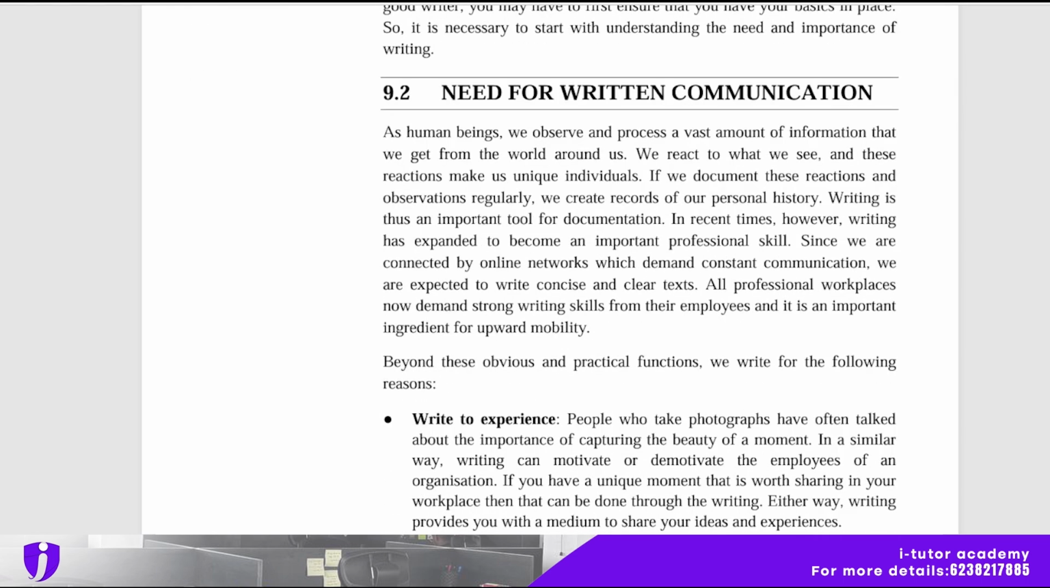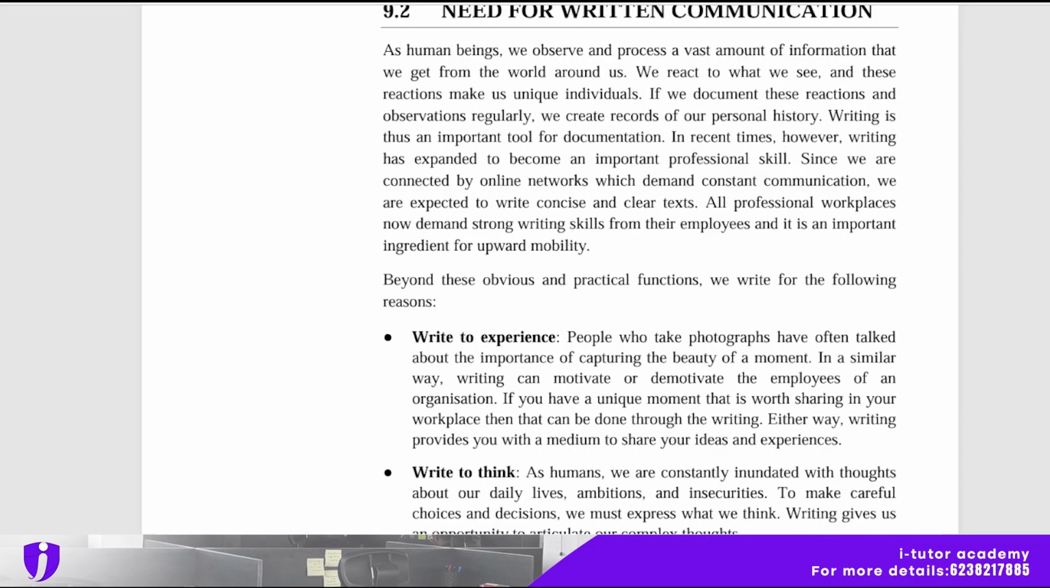So let's see the need for written communication. As human beings, we observe and process a vast amount of information that we get from the world around us. We react to what we see, and these reactions make us unique individuals. If we document these reactions and observations regularly, we create records of our personal history. Writing is thus an important tool for documentation.